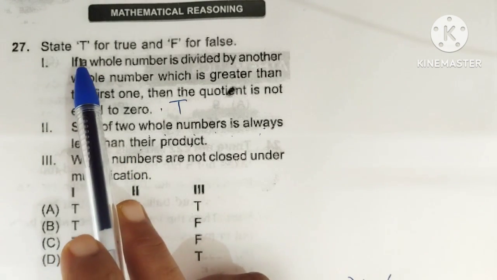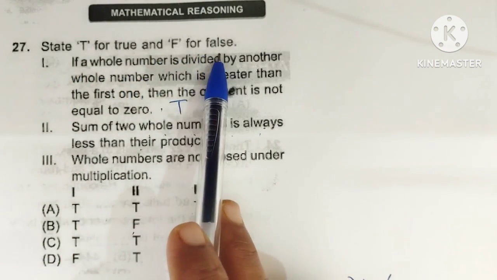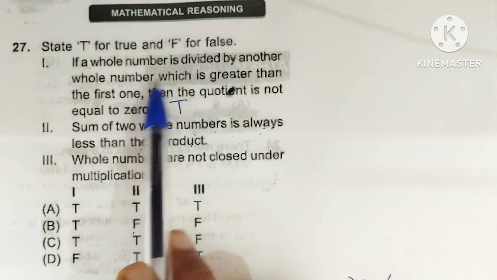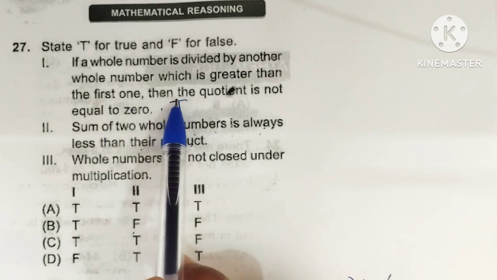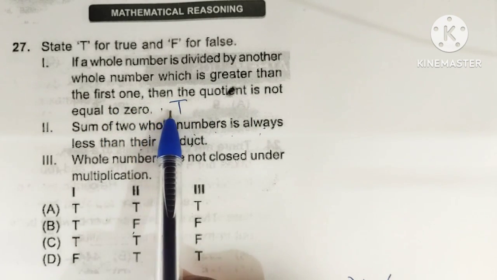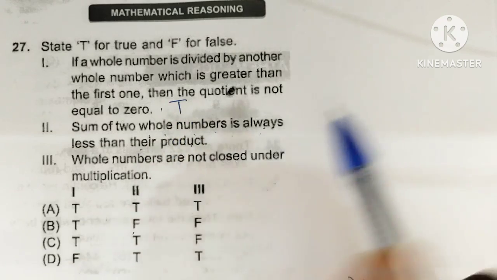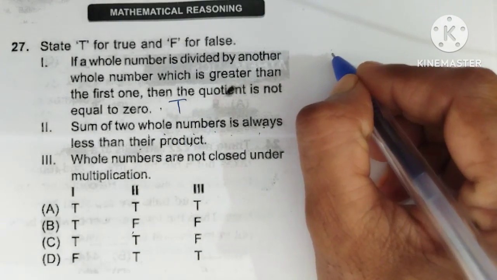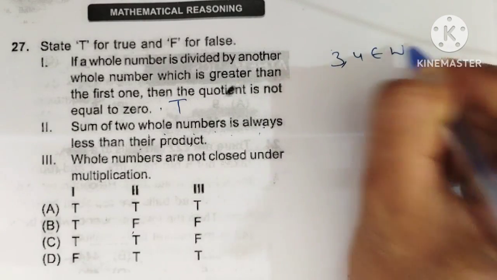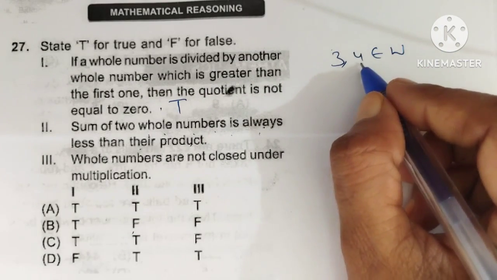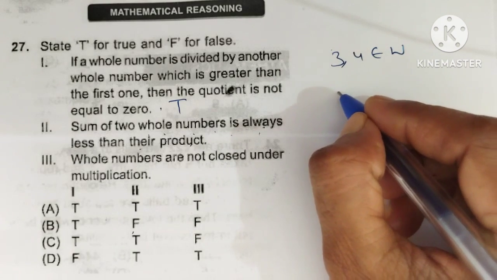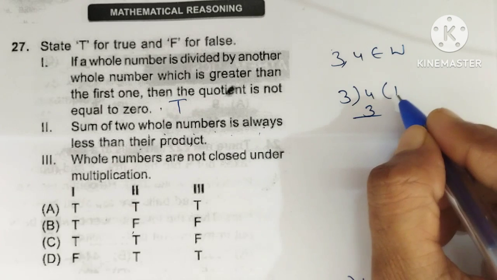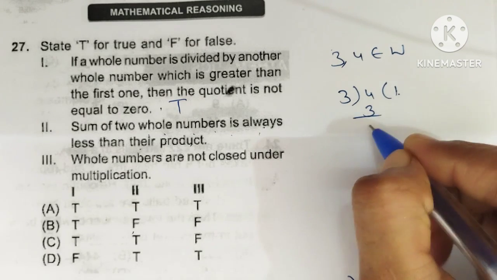27th question. State T for true and F for false. If a whole number is divided by another whole number which is greater than the first one, then the quotient is not equal to 0. This is true. Example, take 3, 4 belongs to whole numbers. So 3 divided by 4, the quotient is not equal to 0.